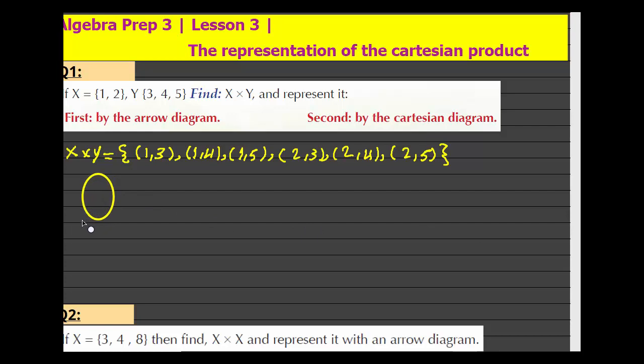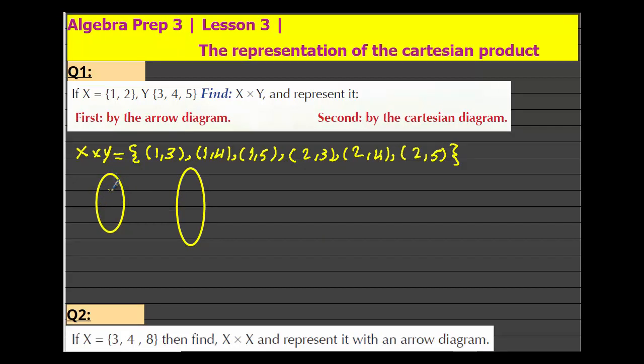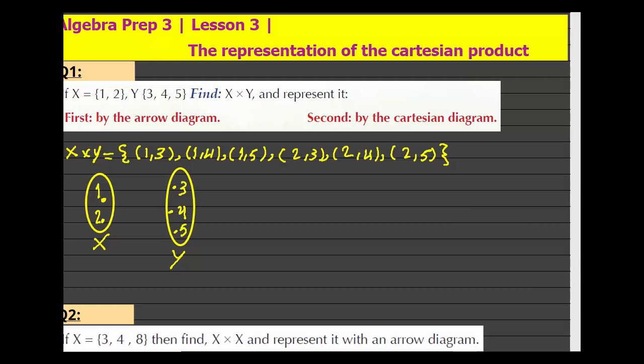Here we have the set x and the set y, and we write the elements of x: 1, 2. Of course we write x first, and y and its elements 3, 4, and 5, and we join each two elements to represent the set of ordered pairs. Here we have 1 and 3, and 2 and 5.